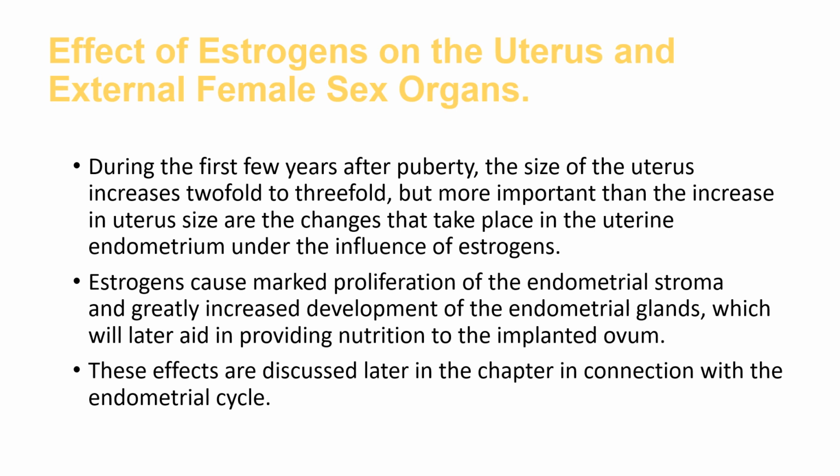but more important than the increase in uterus size are the changes that take place in the uterine endometrium under the influence of estrogens. Estrogens cause marked proliferation of the endometrial stroma and greatly increased development of the endometrial glands, which will later aid in providing nutrition to the implanted ovum. These effects are discussed later in the chapter in connection with the endometrial cycle.